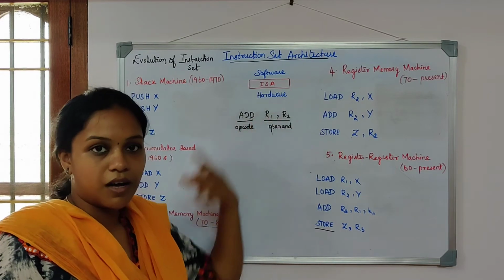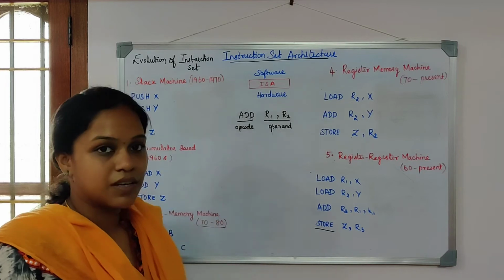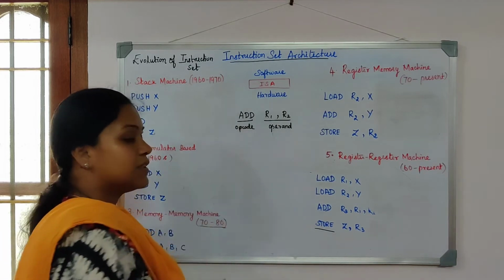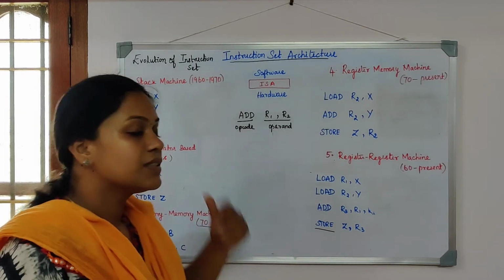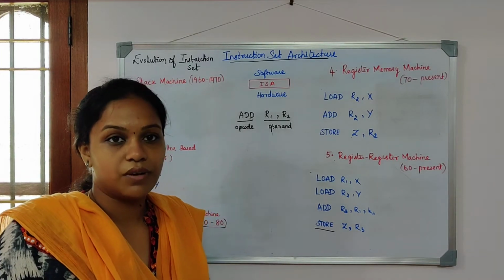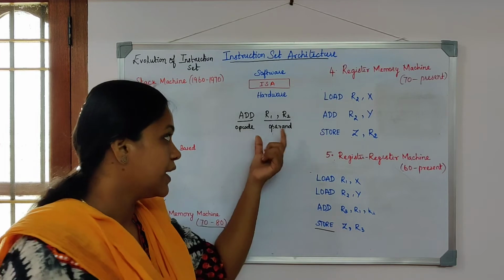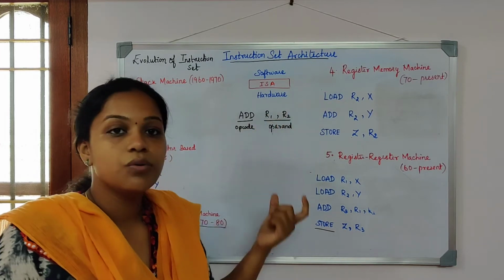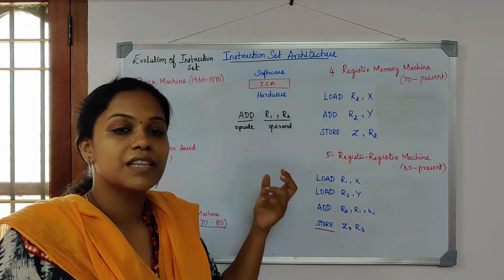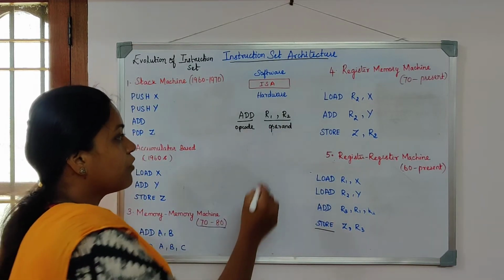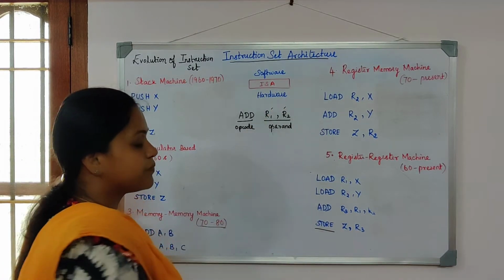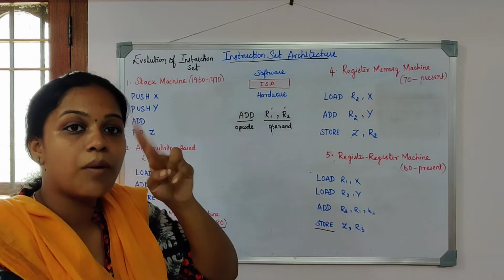We have seen this instruction in the previous lectures: Add R1, R2. This is a basic instruction. This is the opcode and this part is called the operand. Opcode is the operation that has to be performed on the data, and R1 and R2 are the operands, which are the data on which this operation has to be performed. So the total number of operands here is 2, so this is a 2 operand instruction.